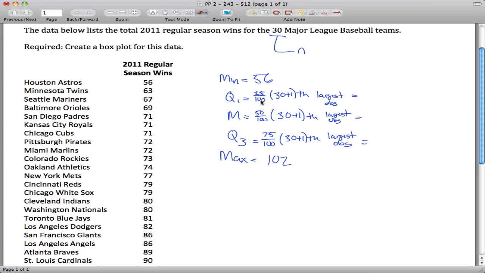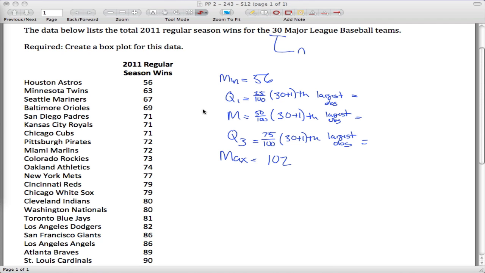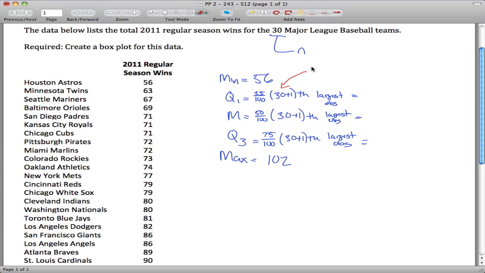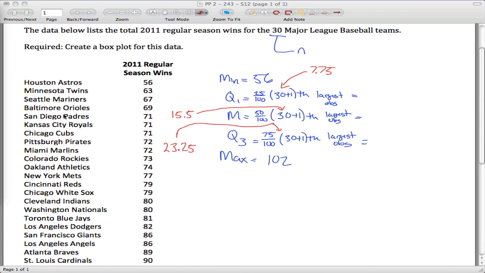Okay, let's see. 31 times 25 divided by 100. This number right here is, maybe I'll change colors, 7.75. This number in here is 15.5. And this number in here is 23.25. Okay, so you can't take the 7.75th largest observation, but what you can do is average the 7th and the 8th. So that's what we'll do here.